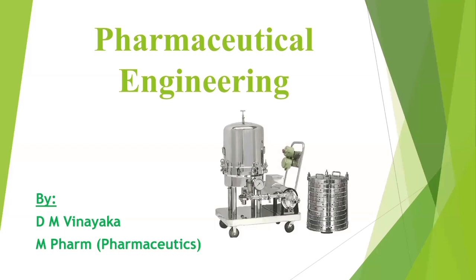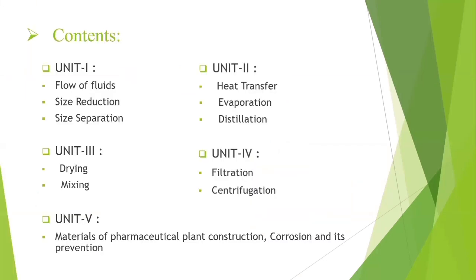So in this pharmaceutical engineering, let us see the contents which we are going to cover in this video. Actually, in this pharmaceutical engineering subject, there are mainly 5 units. In the first unit, we are going to cover the flow of fluids, size reduction, size separation. In unit 2, we are going to cover heat transfer, evaporation, distillation. In unit 3, we are going to cover drying, mixing. In unit 4, we are going to cover filtration and centrifugation. And lastly, in unit 5, we're going to discuss the materials of pharmaceutical plant construction, corrosion, and its prevention.